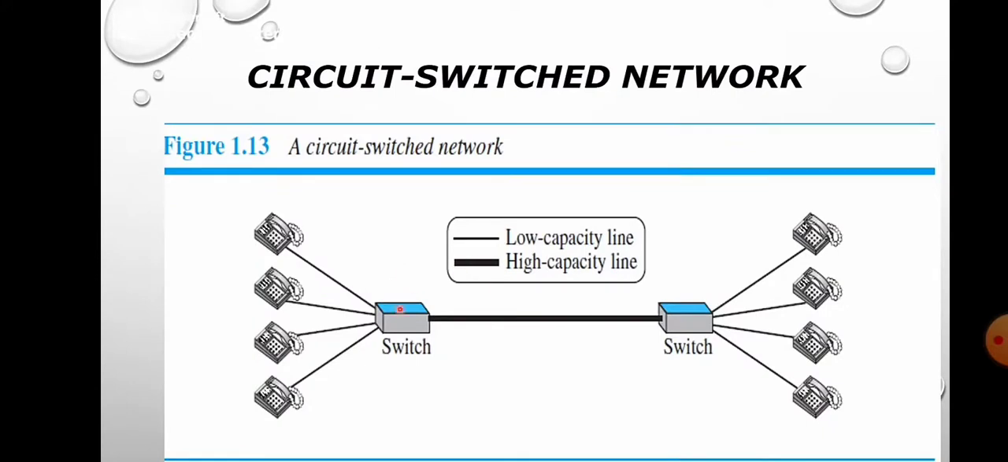The diagram shows the circuit switch network. Here we can observe that there is a dedicated path from the sender to the receiver. Over the same dedicated path, the information or data is transmitted from the sender node to the receiver node.